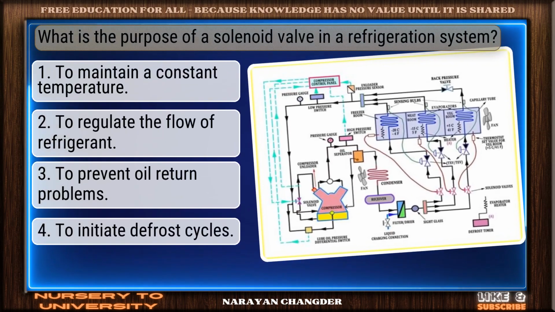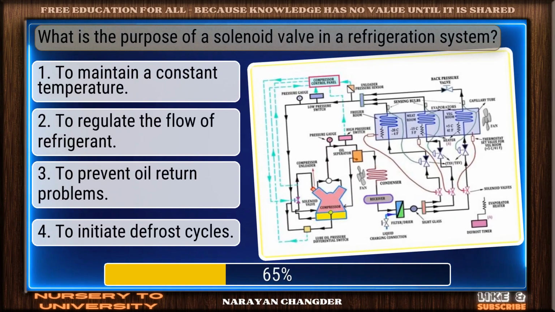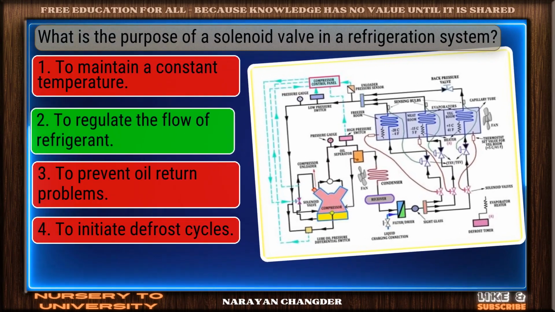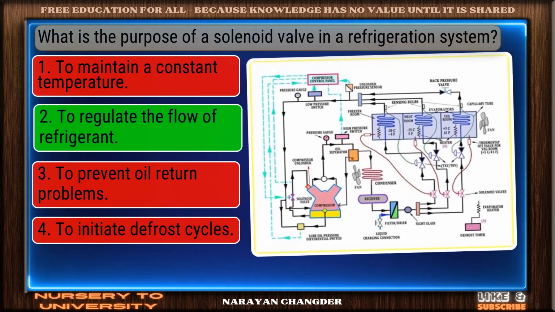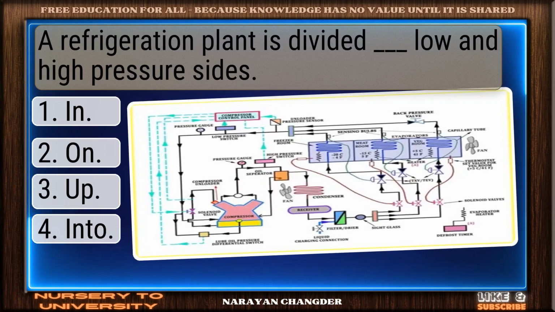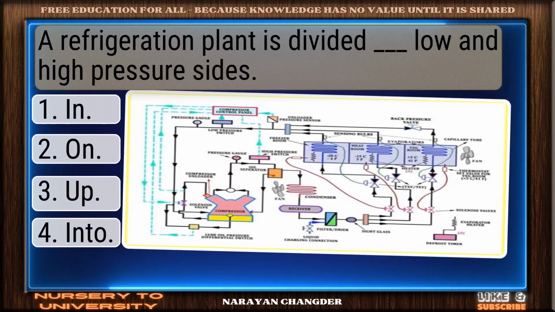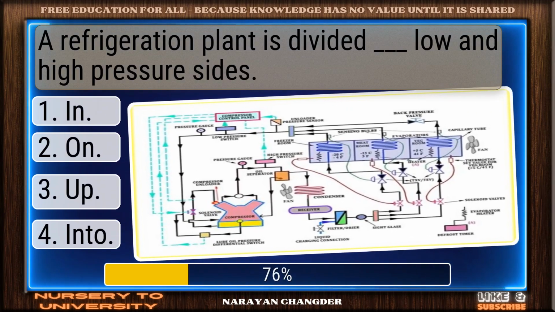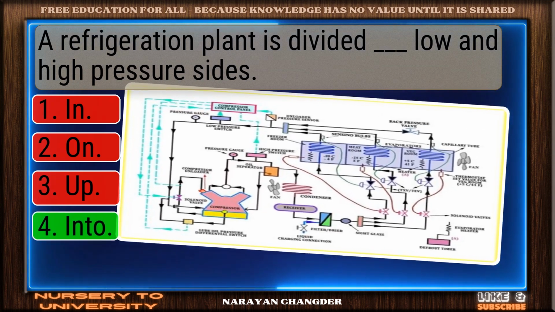What is the purpose of a solenoid valve in a refrigeration system? Good job. Your answer, to regulate the flow of refrigerant, works well here. A refrigeration plant is divided dash low and high pressure sides. On track. Into is the correct answer.